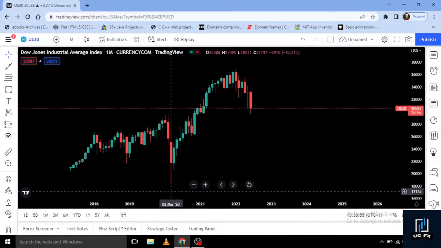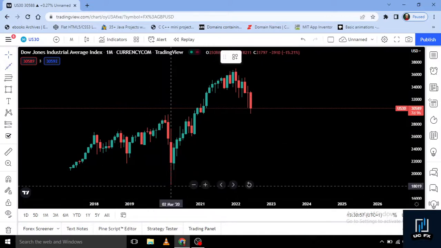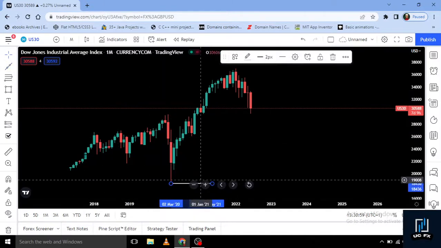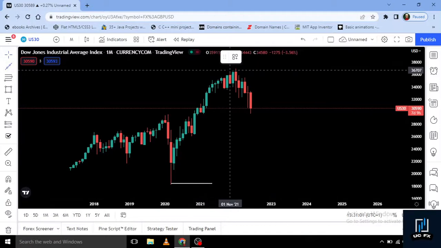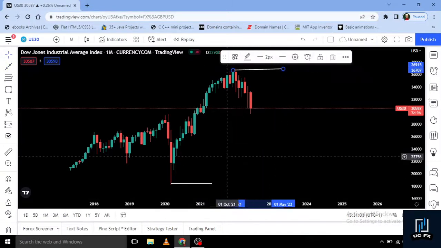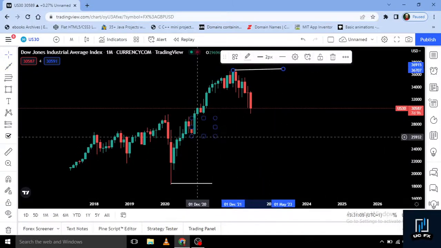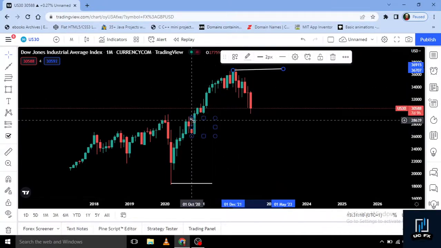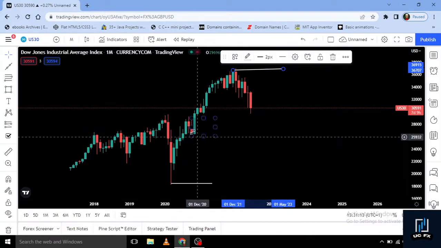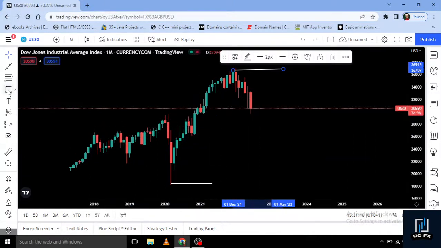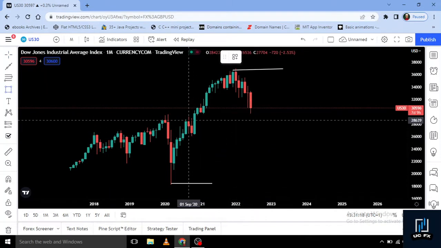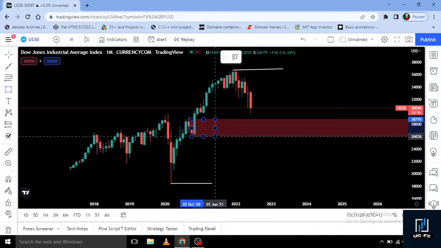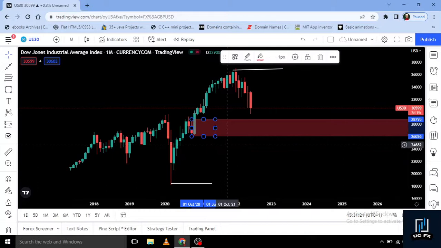So considering this range right here and this range, you could say that the market is trying to retrace to mitigate an order block. Let's say to mitigate this order block. So let's mark it out. The market is trying to mitigate an order block inside this area.